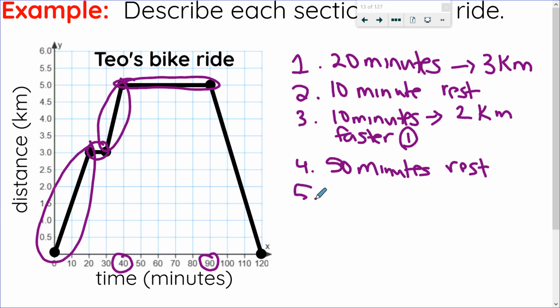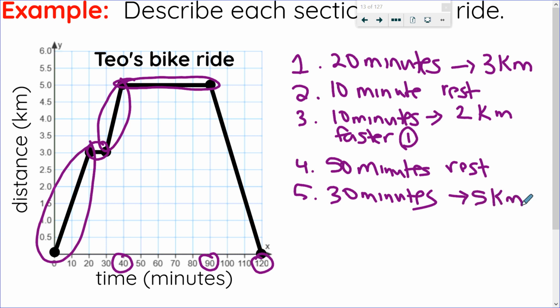And then I can see I have a very steep section here. So he's probably like, uh-oh, I need to get back where I started, and I need to do that in a hurry. So 90 to 120, that is 30 minutes, and let's see how much he covers. He covers his distance of 5 kilometers all the way back to 0, which means that he covers 5 kilometers.